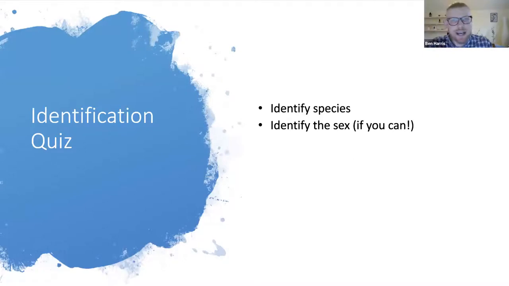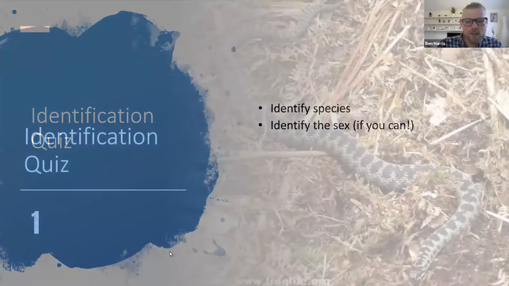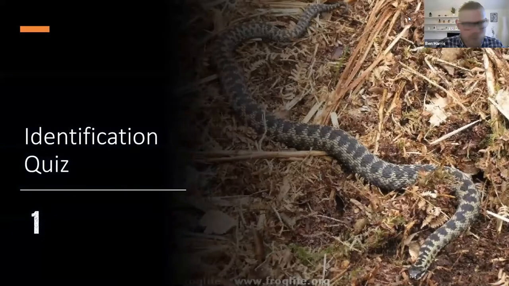Okay, I have no idea how long I've gone on for, but I'm hoping we have time enough to do an identification quiz. So we're going to put your ID to the test. I am going to show you a series of images, and I want you to try and identify the species. And if you can, I want you to identify the sex as well. You won't be able to do this for all of them, but if you can, identify the sex. And I'm going to throw up a poll on the screen. Once I work out where it is, you don't need to do this with a pen and paper. You just need to click your answers on the polls, and I'm going to give you around 30 seconds or so to answer the question.